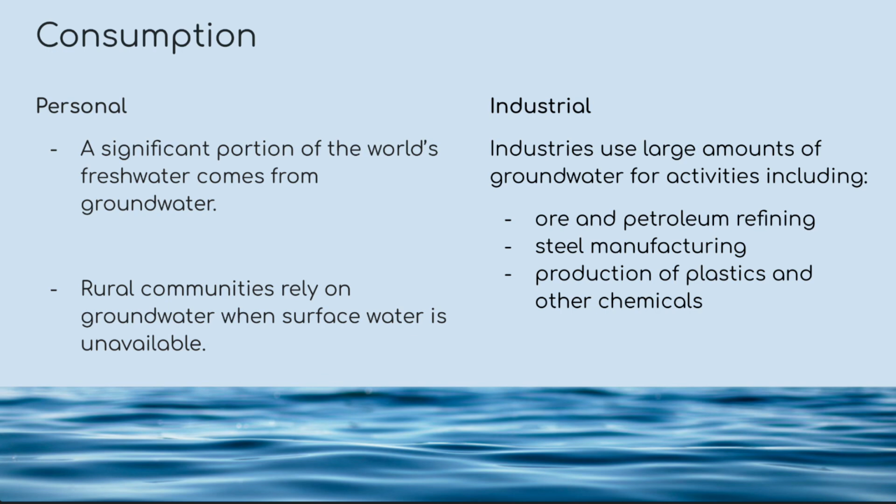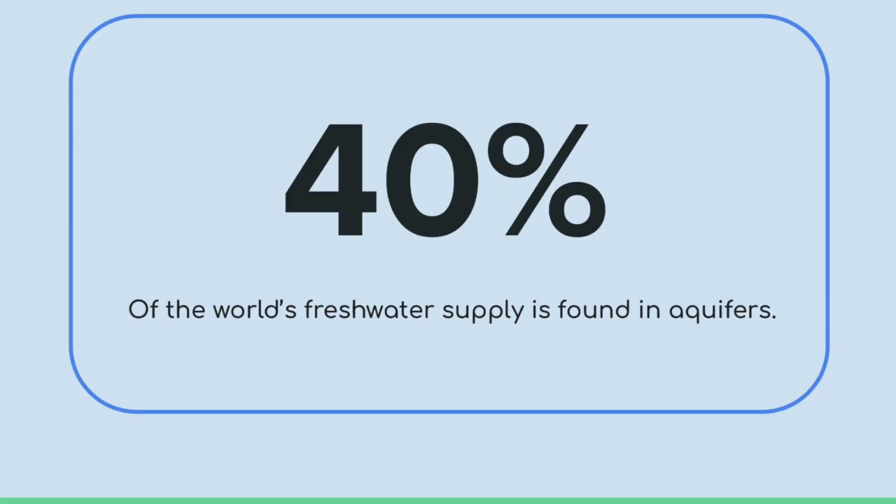So consumption of aquifers can range anywhere from personal to industrial uses. Personal use of aquifers makes up a significant portion of freshwater consumption. Rural communities and indigenous reserves often source the majority of their water from aquifers. Large industries also source a significant portion of their water from aquifers. This water is used for needs such as mining and steel manufacturing, plastic and chemical production, and also agricultural uses. Something that I found particularly interesting while conducting research for this project was that up to 40% of the world's freshwater supply came from aquifers.